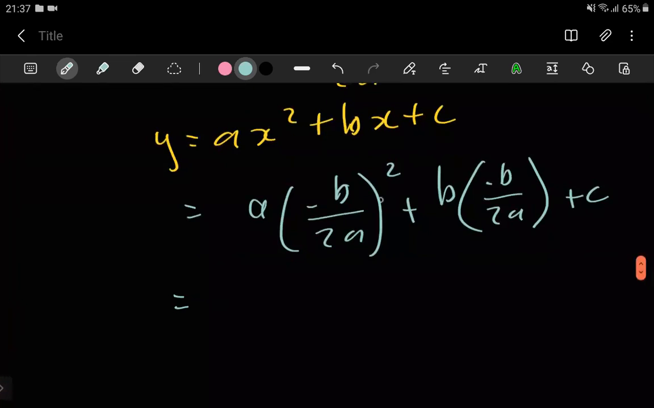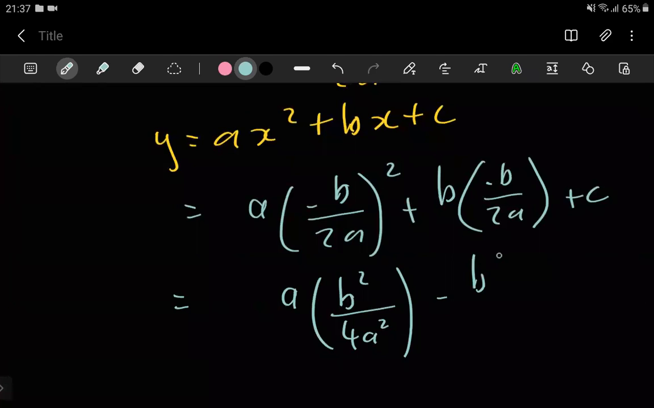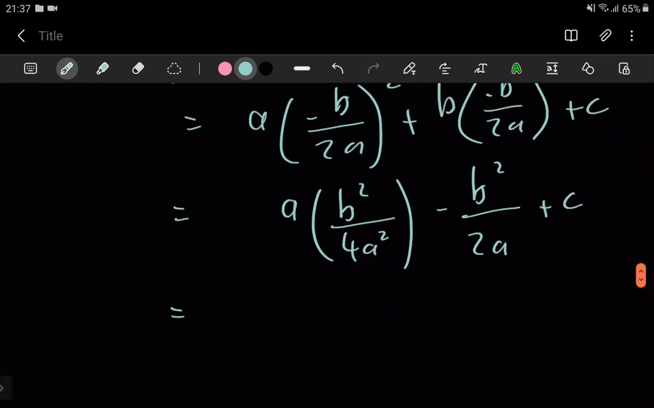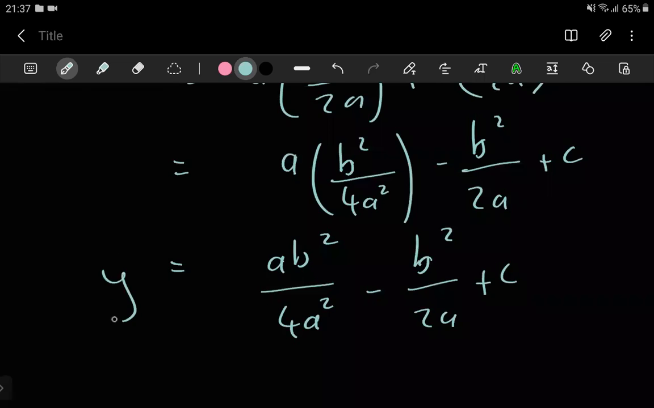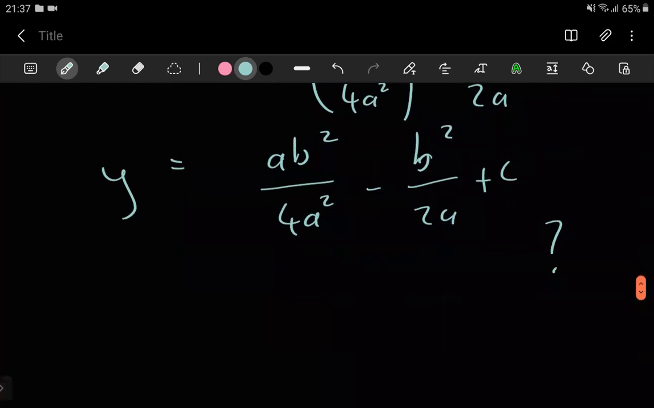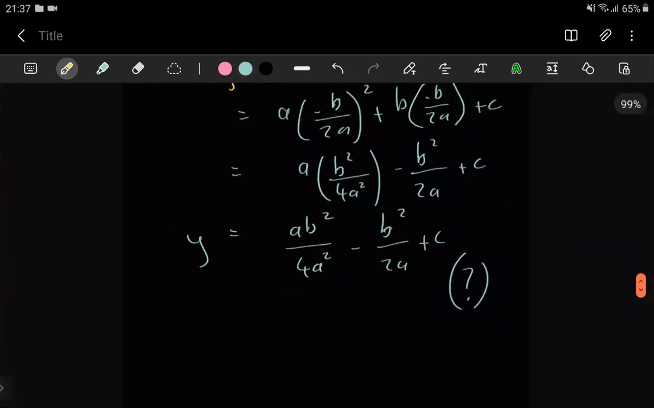If you simplify this, this is squared, so everything has to come out as a plus. So you're going to have b squared over 4a squared. Here, these two multiplied together will be negative b squared over 2a, and then plus c. If you simplify some more, you would have ab squared over 4a squared minus b squared over 2a plus c, which makes sense, but it's so unnecessary. I don't know if this is what you're referring to, or it looked a bit different.